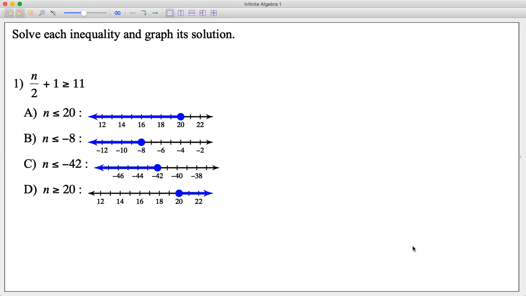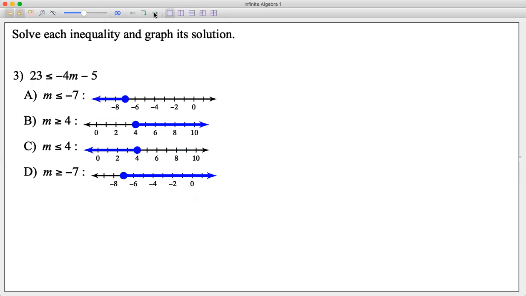All right, next question. I gave you a couple of these. Let's do one where something has to flip. Number three, one where we have to flip. Okay, here we go. Number three, are we getting lucky? No. Why do I keep saying that? Because I'm looking at this symbol, it's a closed circle, okay? Well, we gotta do the math.